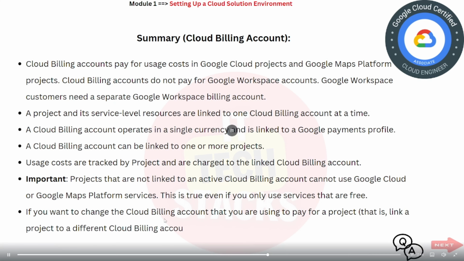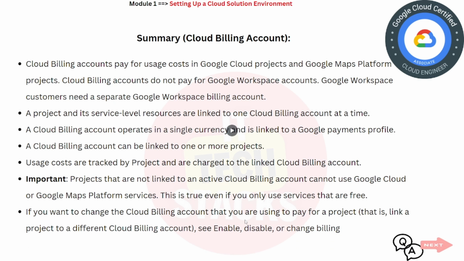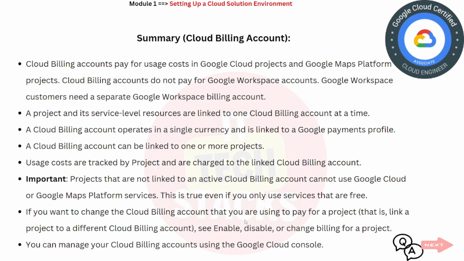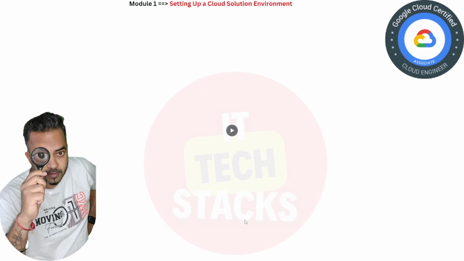If you want to change the Google Cloud billing account that you are using to pay for a project, that is, link a project to a different cloud billing account, you can enable, disable or change billing for a project. You can manage your cloud billing accounts using the Google Cloud Console.